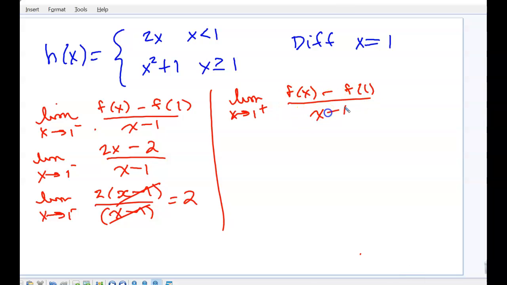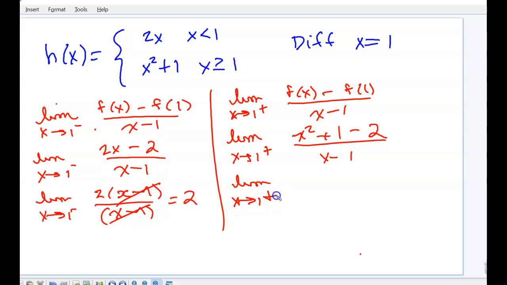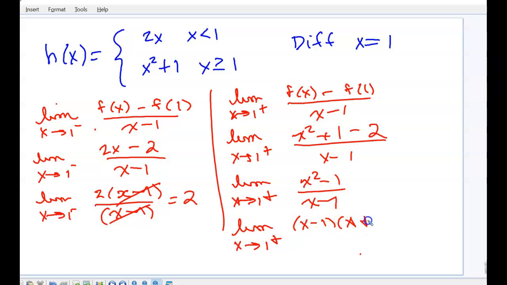So now we're going to do the same thing, but I'm going to be approaching 1 from the right. So coming from the right, I use the function x squared plus 1. And again, I'm subtracting f of 1, which is 2, over x minus 1. This is going to be the limit as x approaches 1 from the right. The numerator really becomes x squared minus 1 over x minus 1. And if I factor the top, it's x minus 1 times x plus 1 over x minus 1. Now these cancel. And if I plug a 1 in, I get 1 plus 1, which is 2.